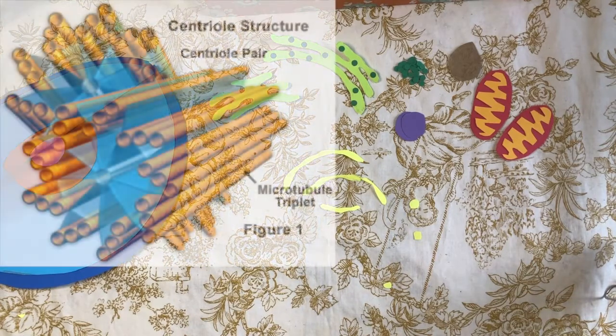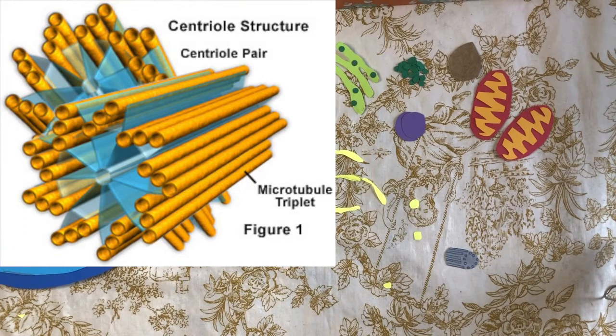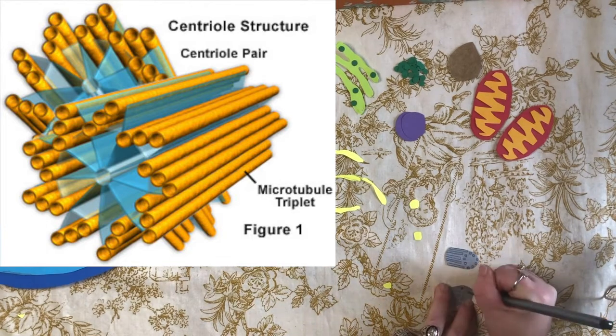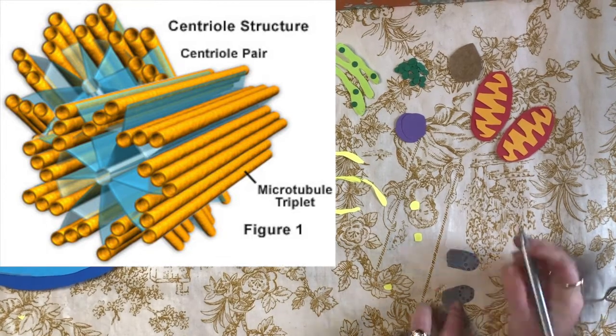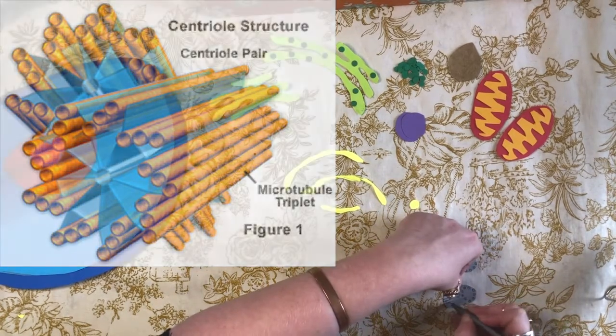And last but not least, we have our centrioles. So centrioles are self-replicating organelles made up of 9 bundles of microtubes and are found only in animal cells. They appear to help in organizing cell division, but aren't necessarily essential to the process. I think that they look cool, so that's why I added them.